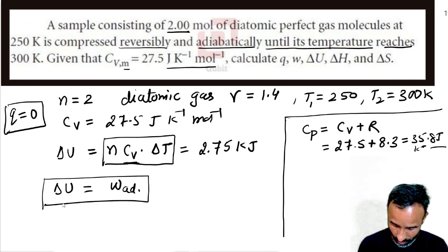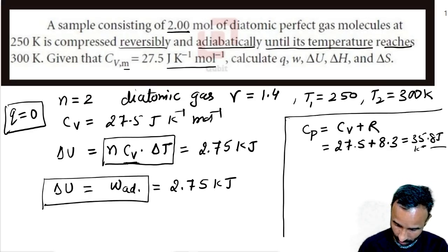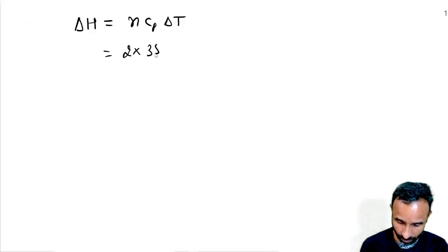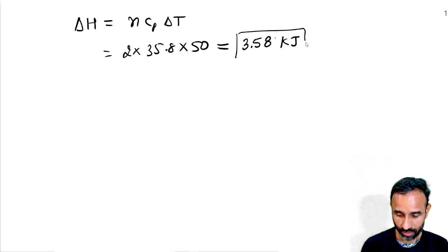So delta U is the same and W also has the same value, and delta H is n Cp delta T. 2 into Cp, which is 35.8, into 50. So what is the value? 3.558 kilojoule. The same value is given.